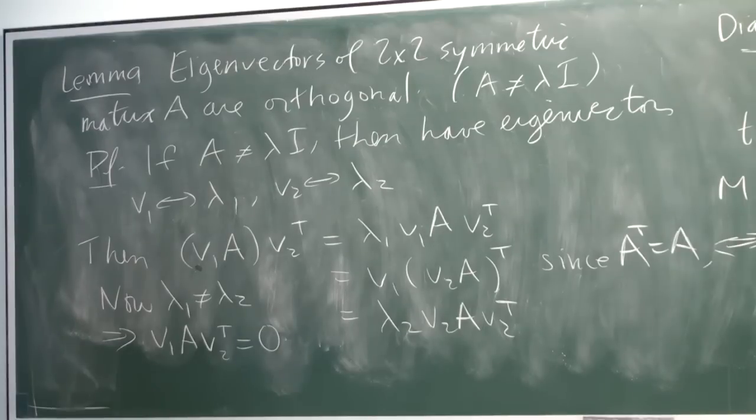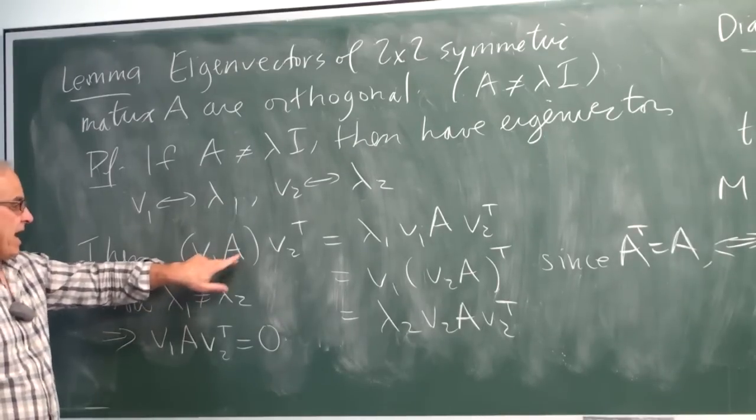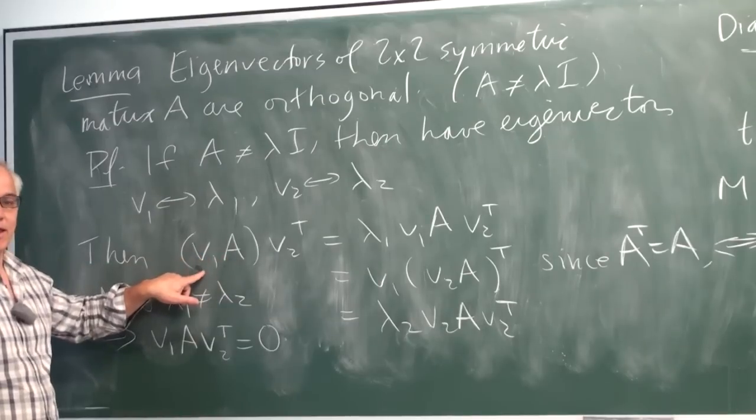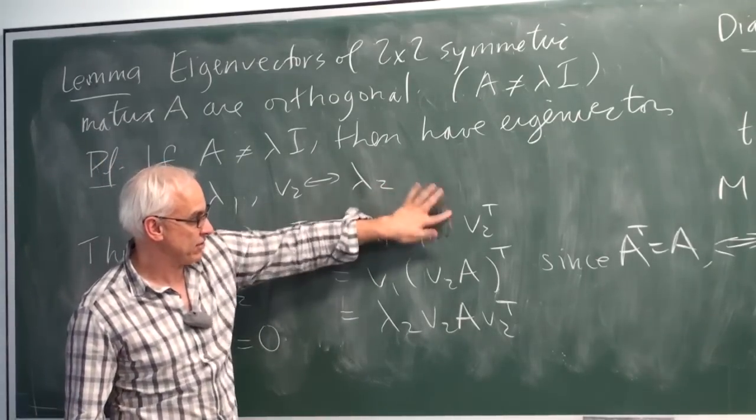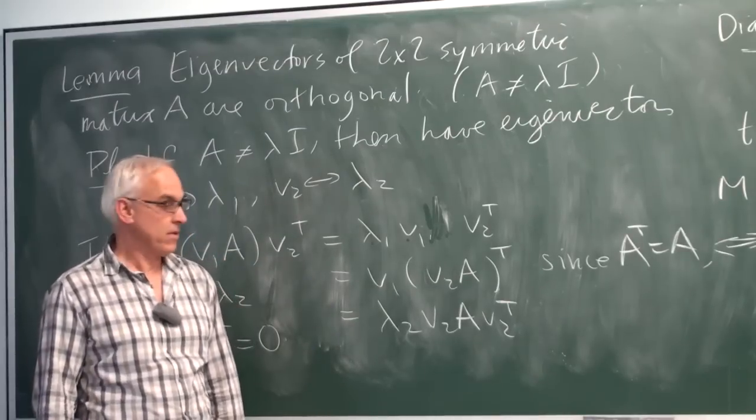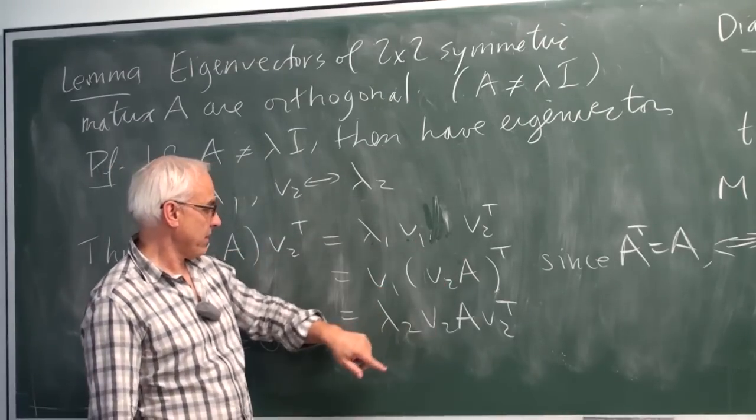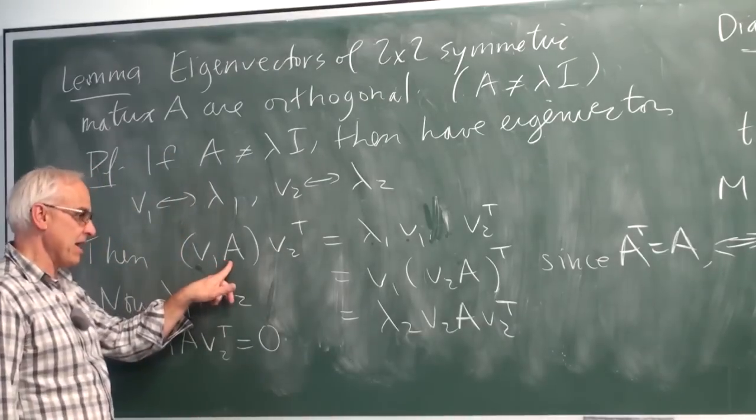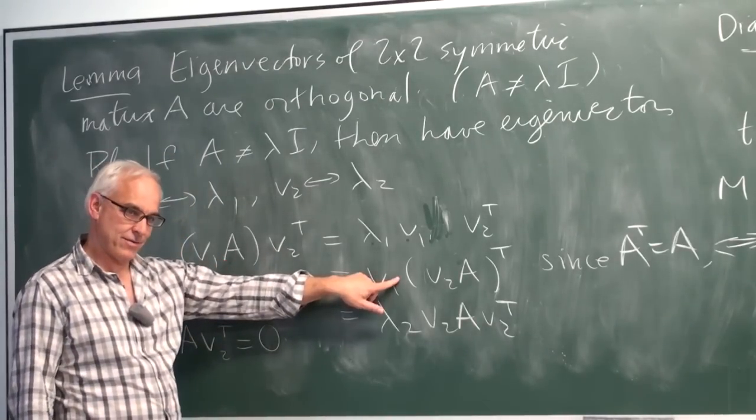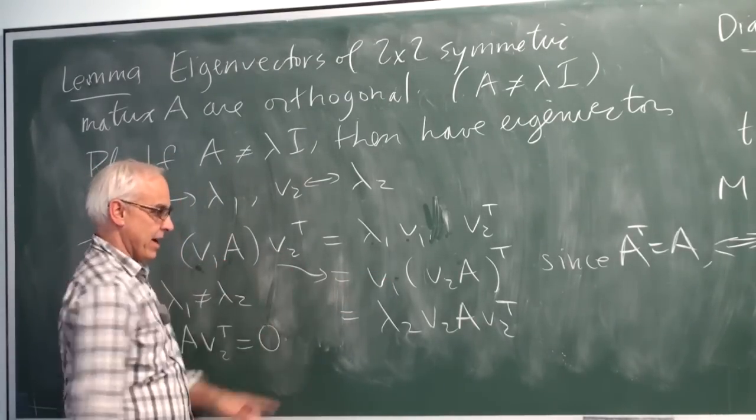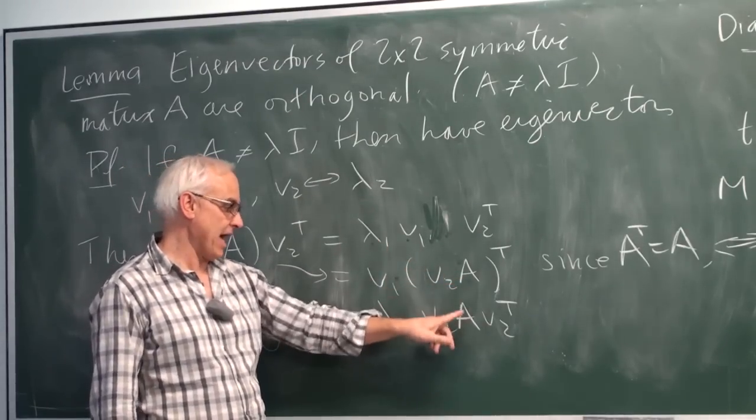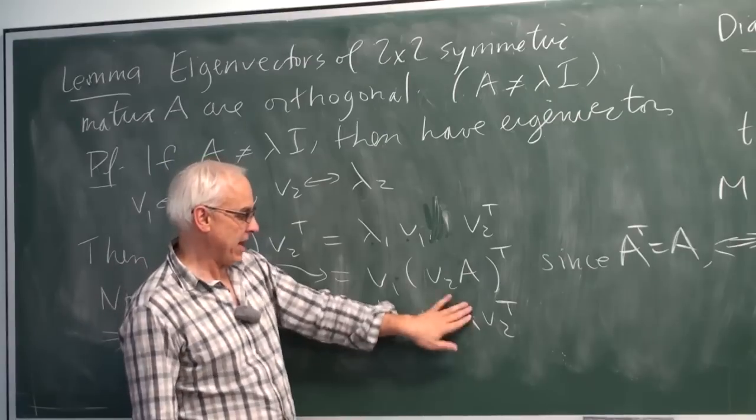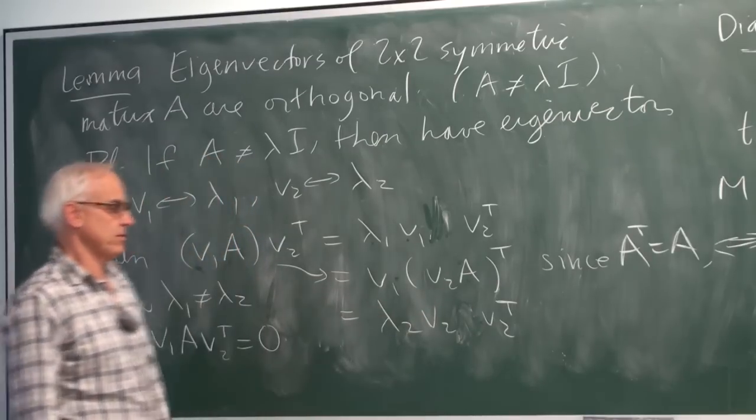No, that's not correct. So my argument's not correct. There should be a V1. There should not be any A here. So V1 times A is just lambda 1 times V1. So there cannot be an A there. But I can take this thing here and rewrite it like this. And then when I write A times V2, that's an eigenvector, so it's lambda 2 times V2, and the A again disappears. Sorry about that.